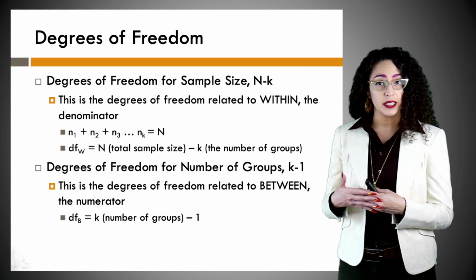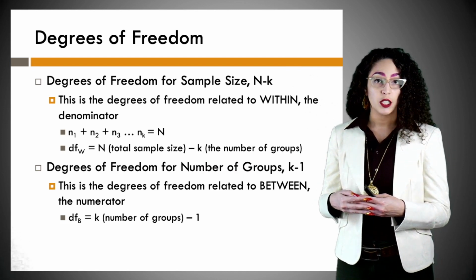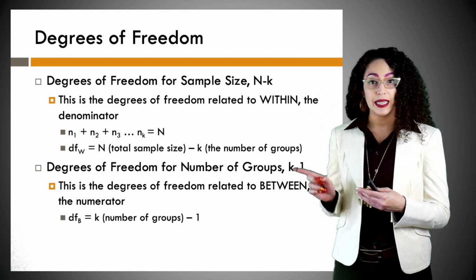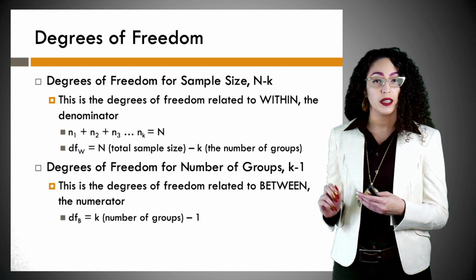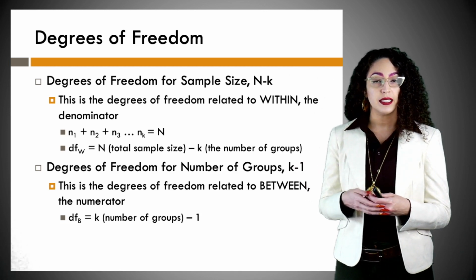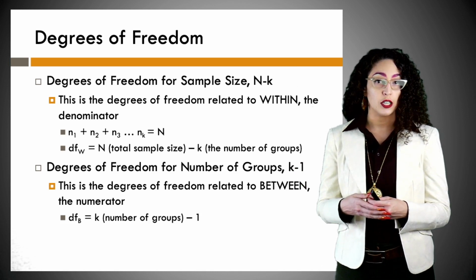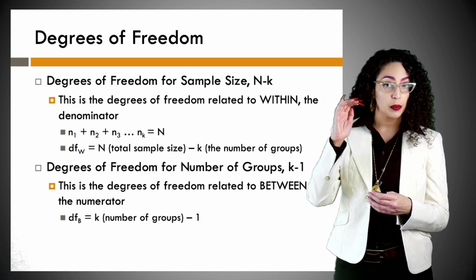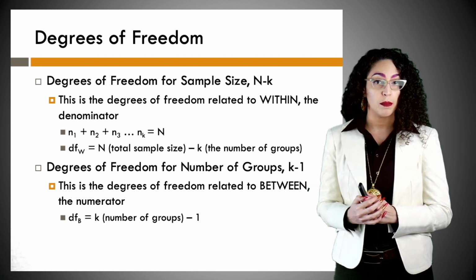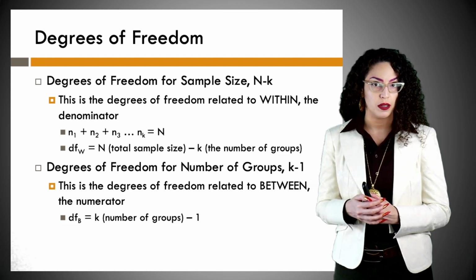We also have degrees of freedom for the number of groups. So if you have three groups, we do k minus 1, 3 minus 1 equals 2. This is the degrees of freedom related to the between group. This is our numerator. If you remember, the between goes on top and the within goes on bottom in that ratio that we are going to investigate.